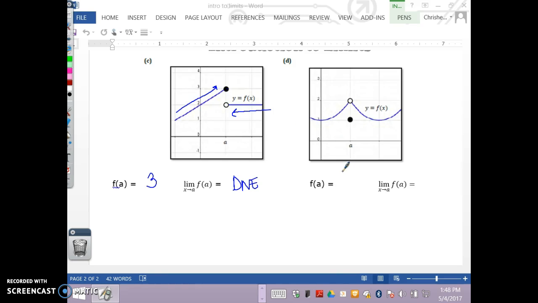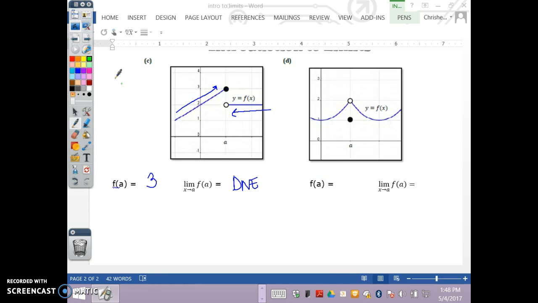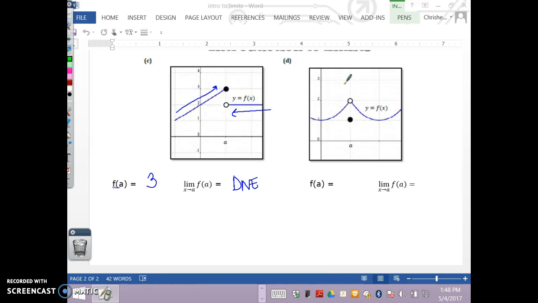Now this is a creepy one. Everybody always gets confused on this one. Actually, where am I at a? I'm at 1. This is called a removable discontinuity. But where am I approaching? 2.